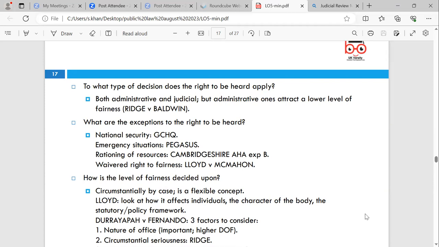In the Ridge and Baldwin case in 1964, the key point identified was that the doctrine of natural justice and the right to a fair hearing is not limited only to executive decisions made in a quasi-judicial setting. The facts in this case were that a watch committee could exercise its powers under section 191 subsection 4 of the Municipal Corporations Act 1882 to dismiss a Chief Constable on the grounds of negligence or unfitness.